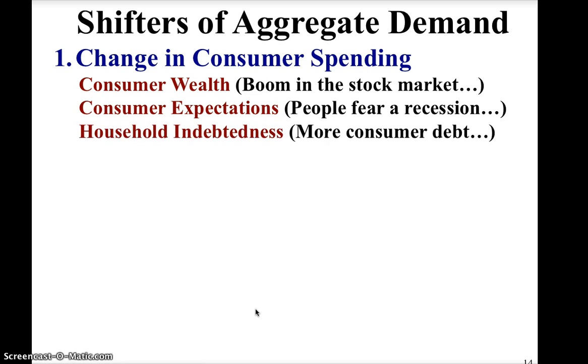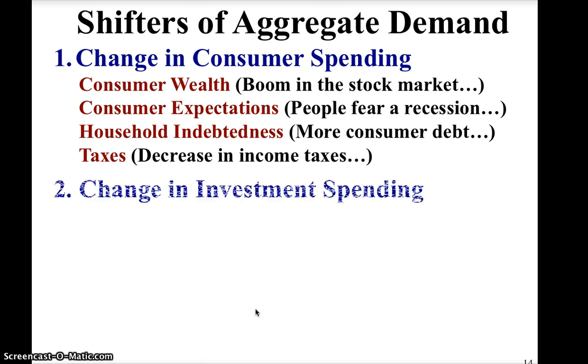If consumers have a lot of debt, you're probably headed for a big recession. And that was one of the problems right before the Great Recession: household debt was at some of its highest levels. And when you have a lot of debt, you're often paying off debt and not spending money in the economy. And taxes. If there's a decrease in income taxes, in 2017, the House and the Senate passed a large tax cut that should increase aggregate demand because people are going to feel like they have more money to spend.